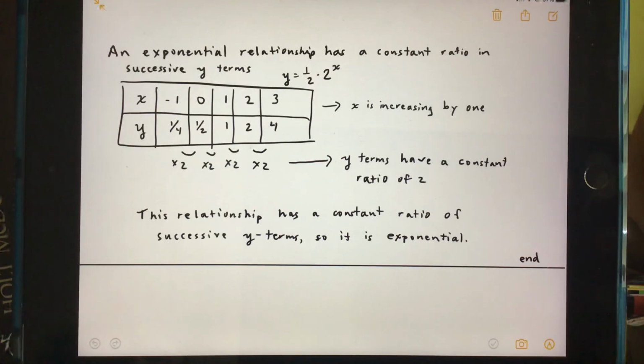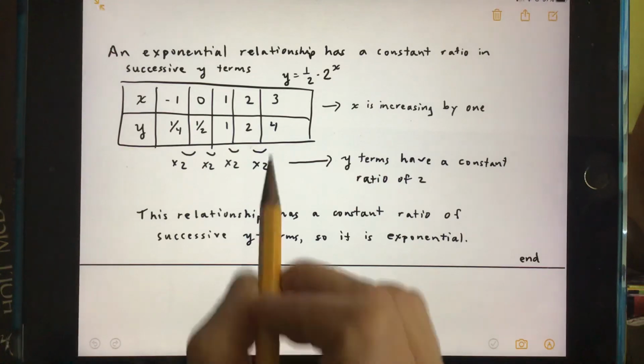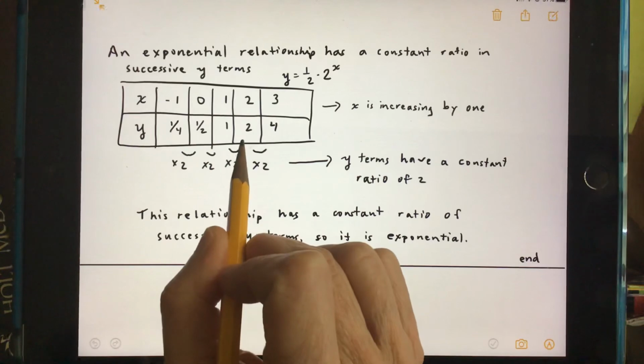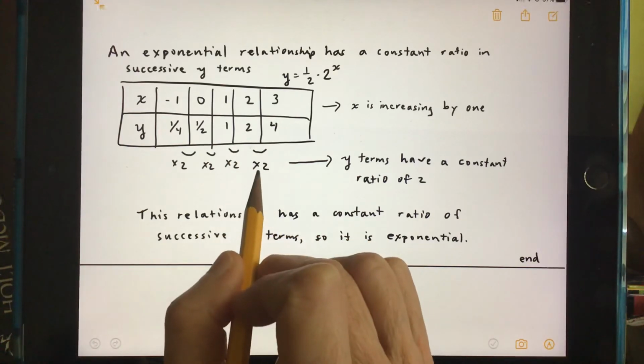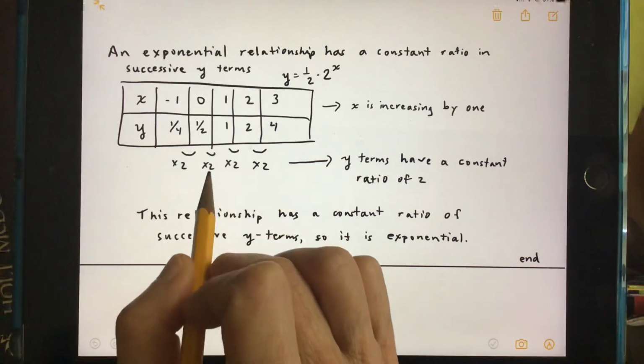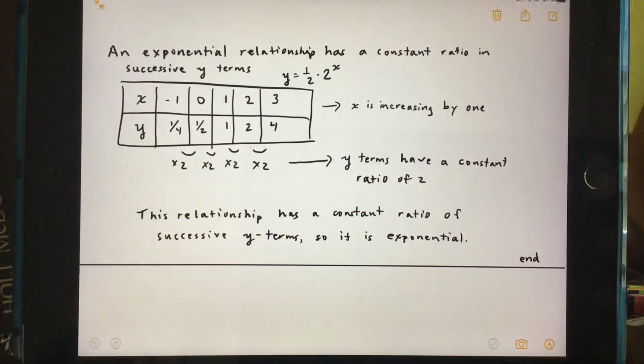Now, ratio reminds us of something that looks like a fraction, a top number over a bottom number. Where does that come from? Well, actually, it's kind of like when we were looking at our linear and quadratic relationships. We're going to take the number on the right, in this case 4, and divide it by the number on the left. 4 divided by 2 is 2. There's our constant ratio. 2 divided by 1 is 2. 1 divided by 1/2 is 2. 1/2 divided by 1/4 is 2.